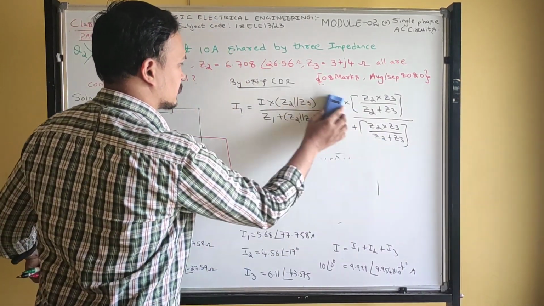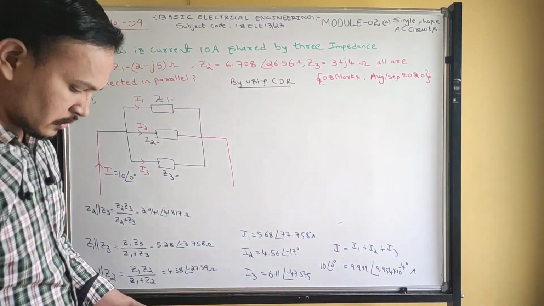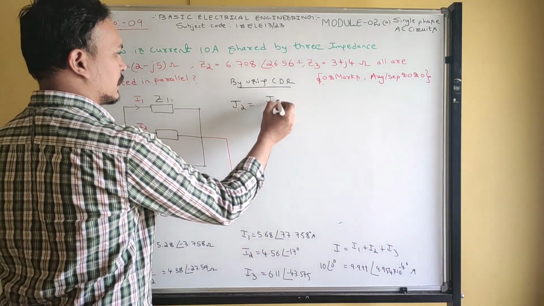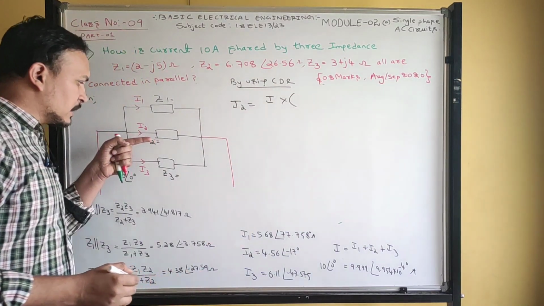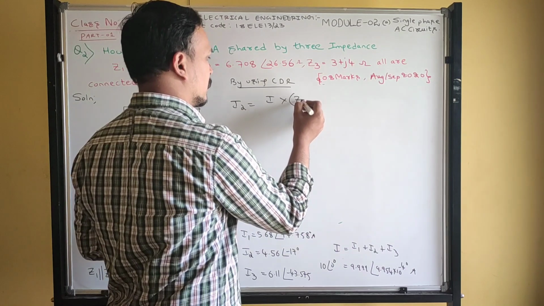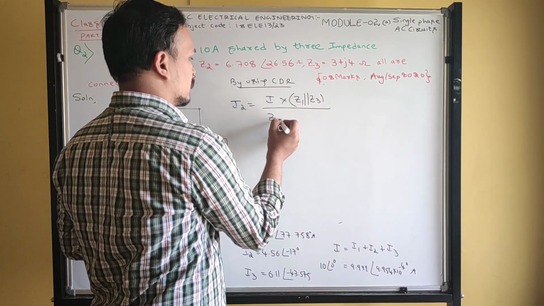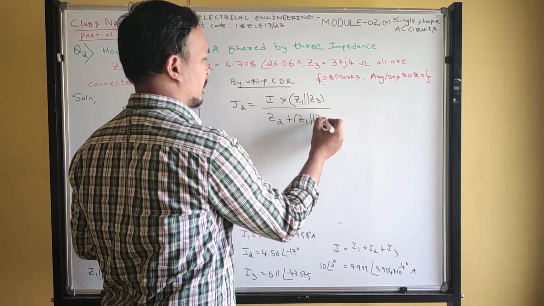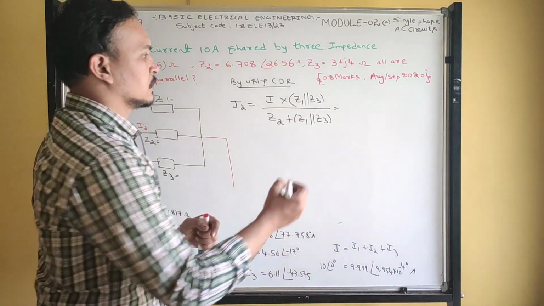So, I2 calculations. In the same way, you can write I2 calculations. What about I2? Current in branch 2. Supply current into, I am finding current in this branch. What are the other branches? Z1 and Z3. How are they connected? Parallel. Z1 parallel Z3 divided by Z2 plus Z1 parallel Z3. Okay.